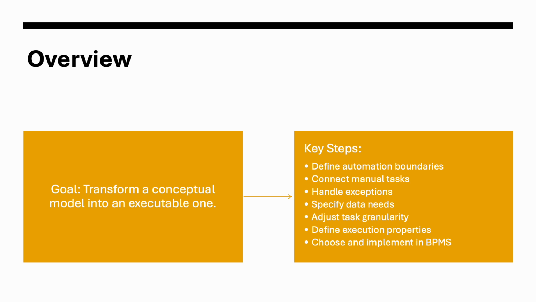So here's a quick overview of what I'm going to cover. How to decide which parts of a process can be automated. How to deal with manual work that people still need to do. Why exceptions, those unexpected things, matter so much. How to make sure we include all the right data for tasks to run properly. How to break down tasks into just the right size. What technical details a system needs to actually run the process. And finally, how to choose the right system, called a BPMS, and to implement it.